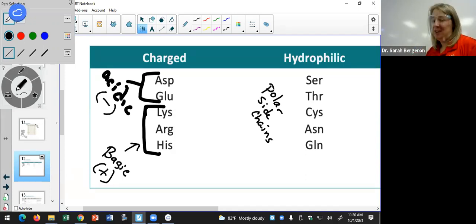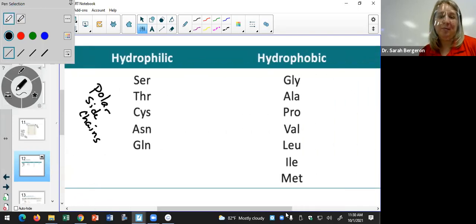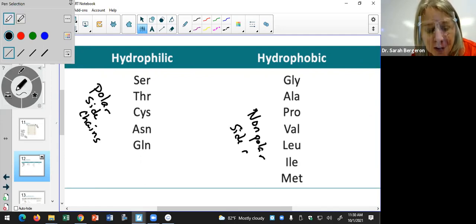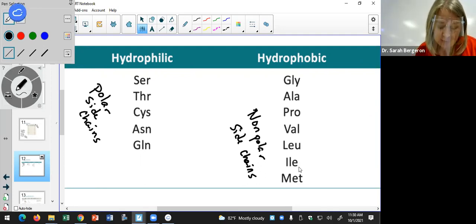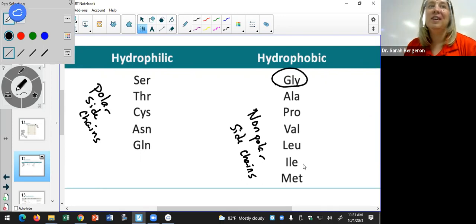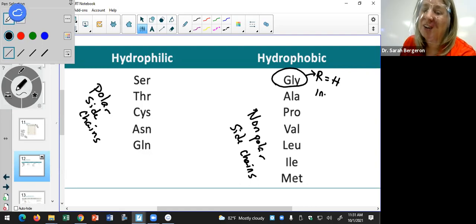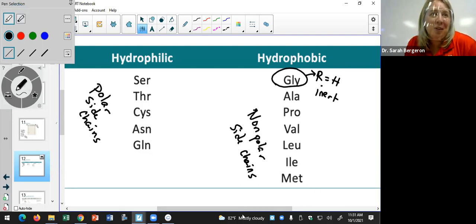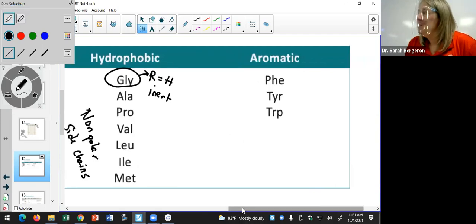Does that make sense? All right. So what about hydrophobic? These are nonpolar side chains. And I'm going to say that there's an exception in this list. Anybody know what it is? What is glycine? The R group is really what? It's really hydrogen. So it's not that it's necessarily hydrophobic. It's really that it's inert. It doesn't really do anything. It's not polar. It's not non-polar. It's just there.